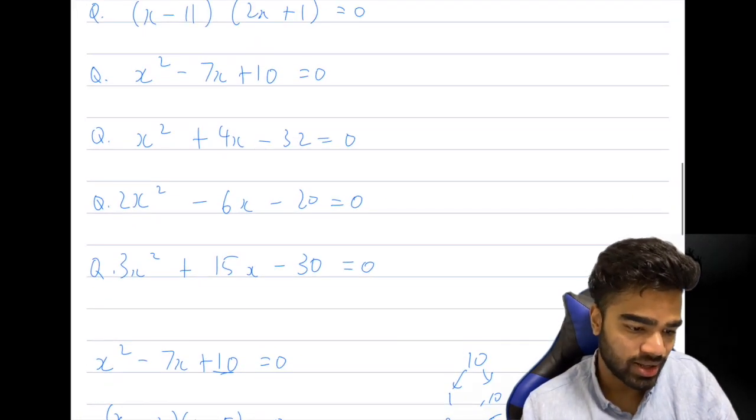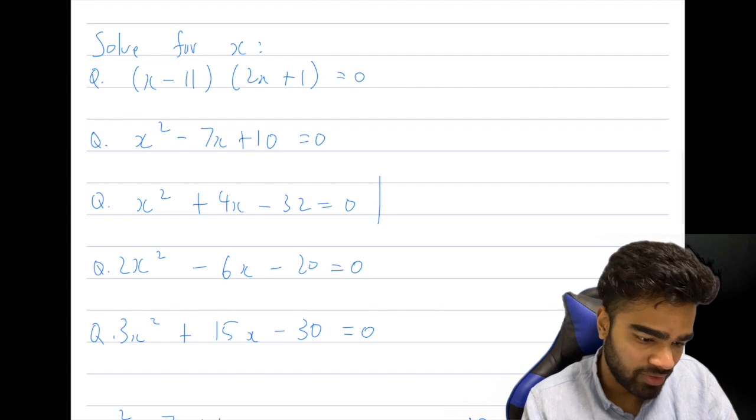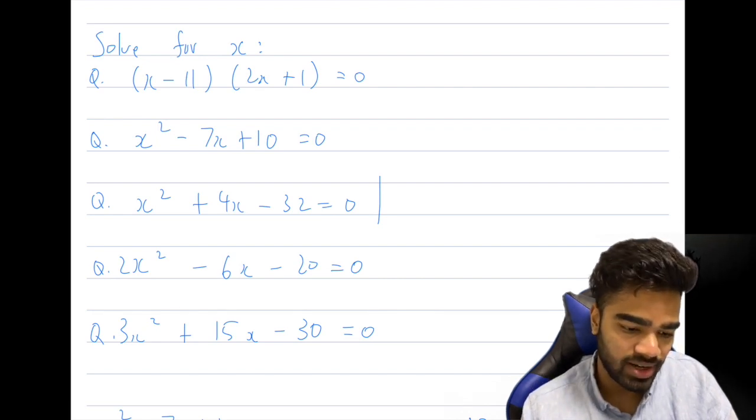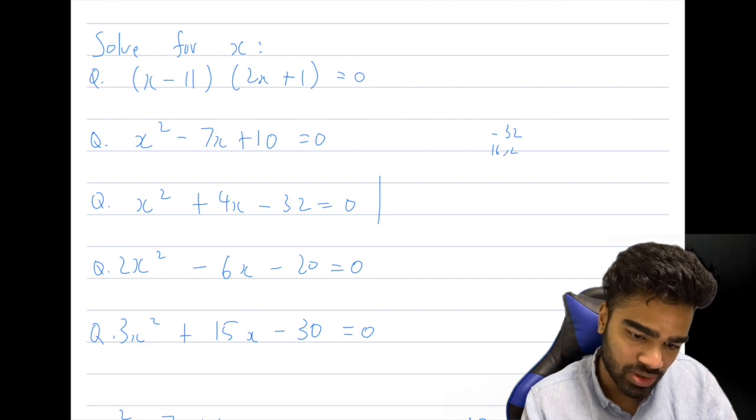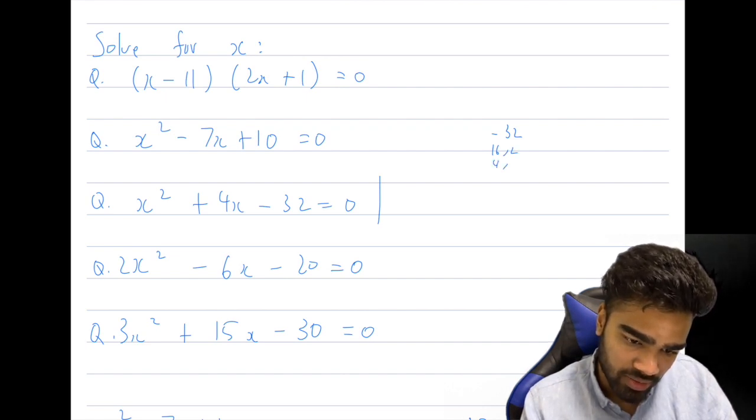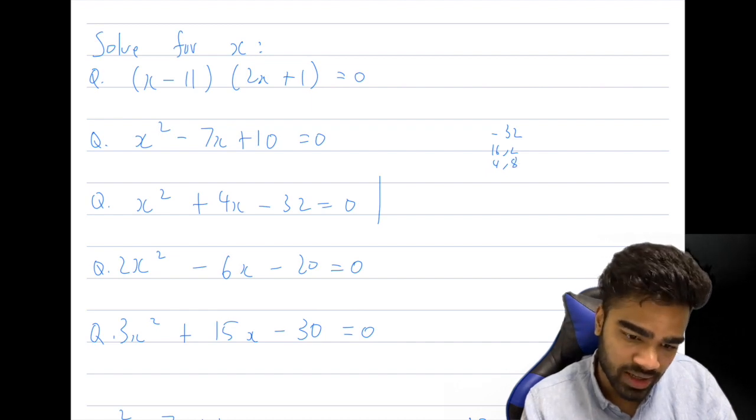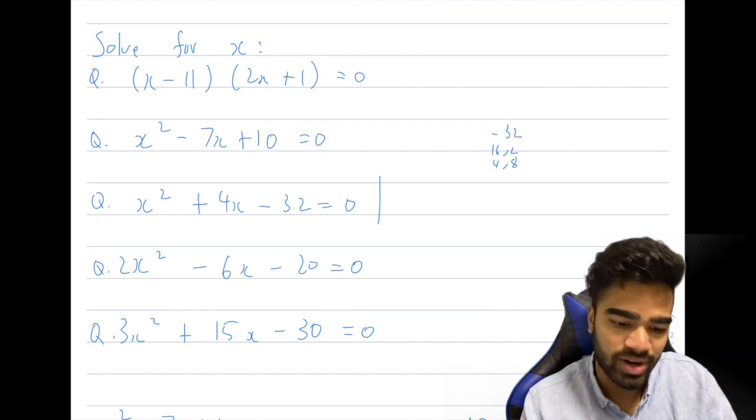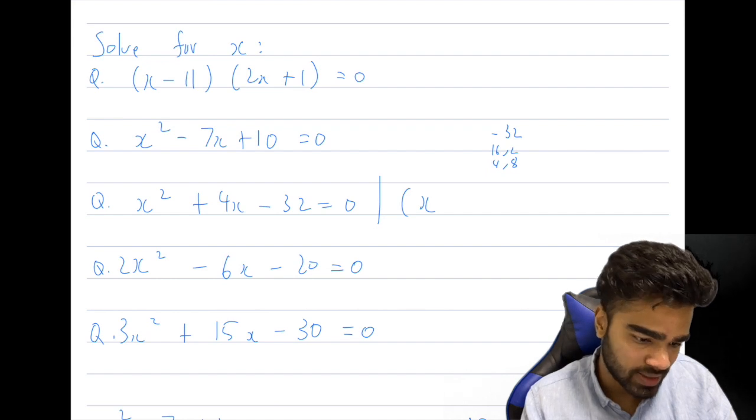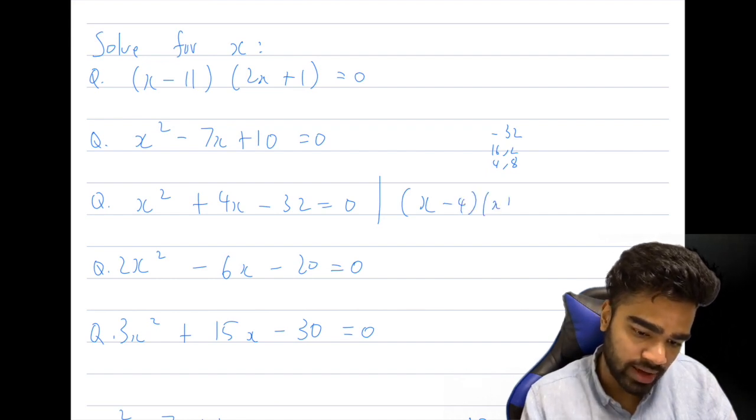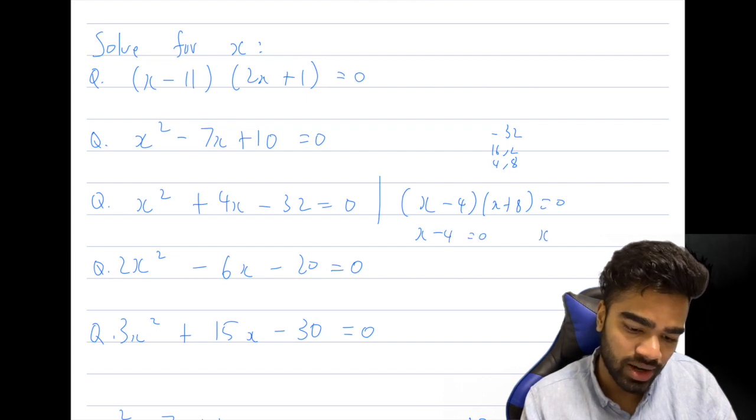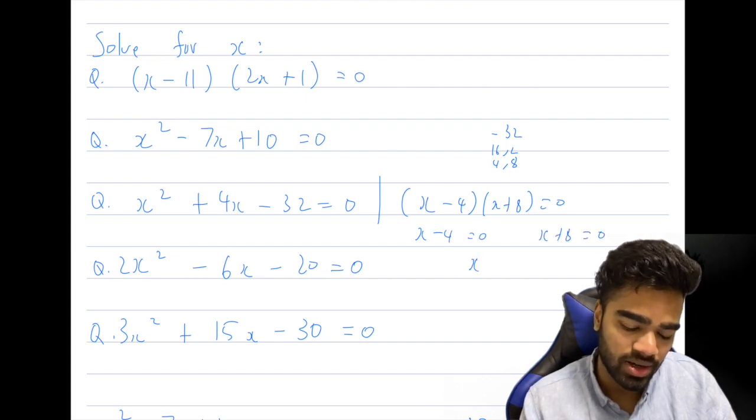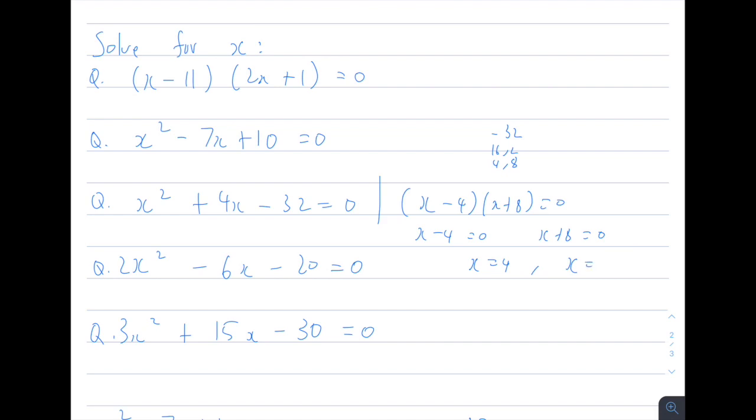So let's keep going. Let's do the next question. How do you factorize this one? Factors of negative 32 that add to 4. What is this? 16 times 2, no, 4 times 8, so 4 and 8. So if you factorize, it's going to be x minus 4 and x plus 8 is equal to 0. So x minus 4 is equal to 0 and x plus 8 is equal to 0. So x is equal to 4 and x is equal to negative 8.